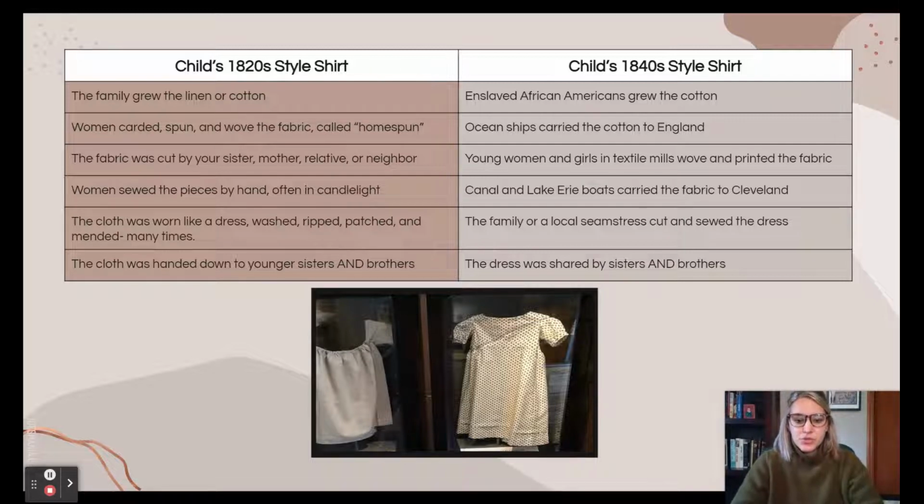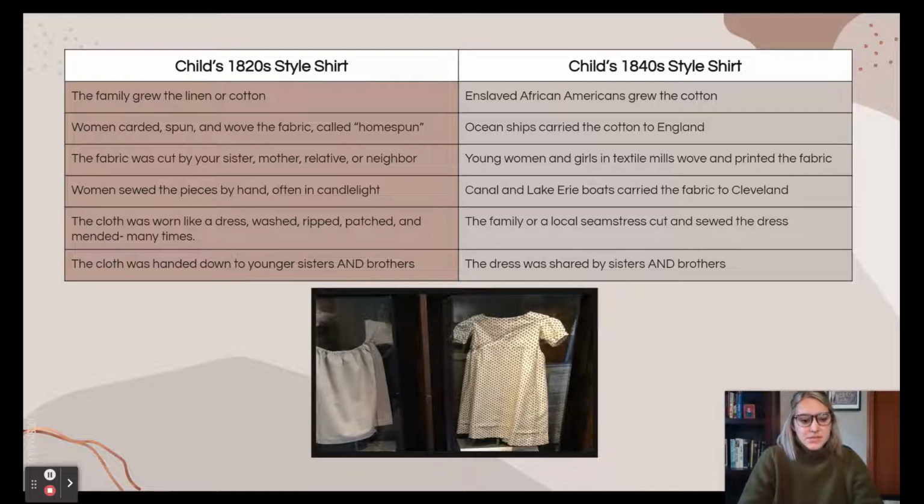Here's an image of two types of clothing, a child's shirt in the 1820s compared to a child's shirt in the 1840s. Now, besides just the difference in appearance, there's a significant difference in how these were produced. In the 1820s, as I mentioned, most of the time women were producers in the family. And so the family grew the cotton, they homespun the cotton, and then they cut it, they sewed it, and the shirt would have been worn by males and females and reworn many times over.